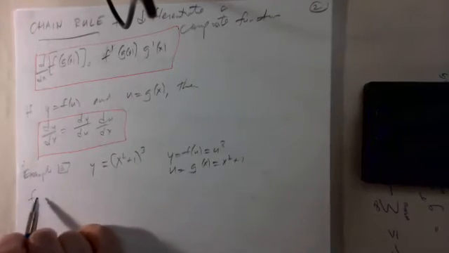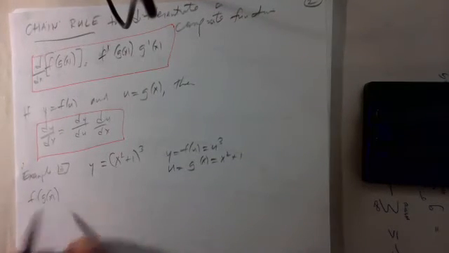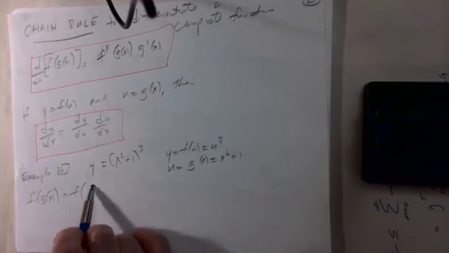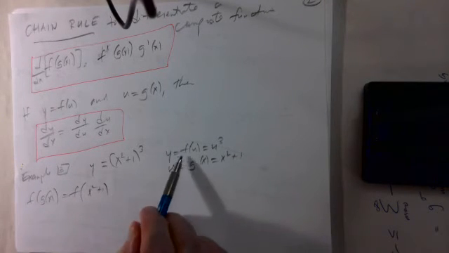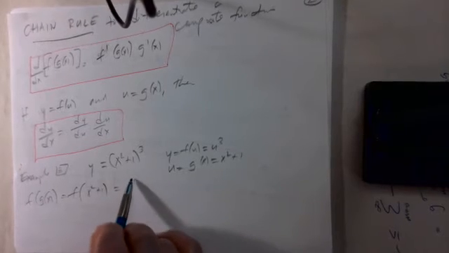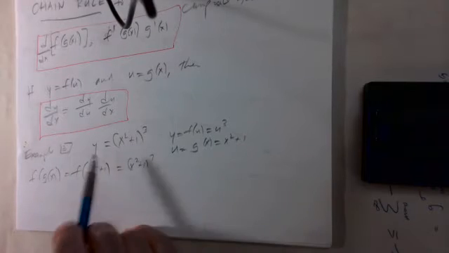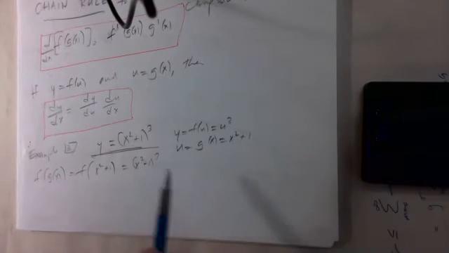So f of g of x is f of x squared plus 1, and f is the cubing function, (x squared plus 1) cubed. So the first step is to see how to decompose this as a composite function.